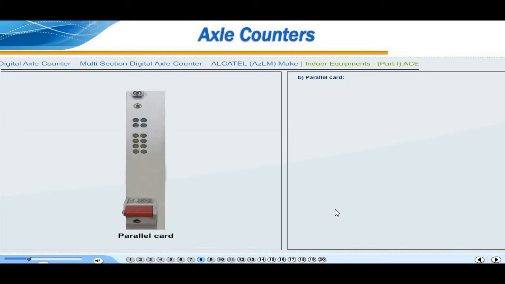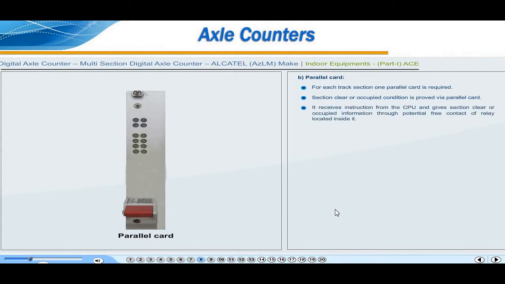Parallel card. For each track section, one parallel card is required. Section clear or occupied condition is proved via parallel card. It receives instruction from the CPU and gives section clear or occupied information through potential free contact of relay located inside it. Reset command of a section is given through the parallel card.